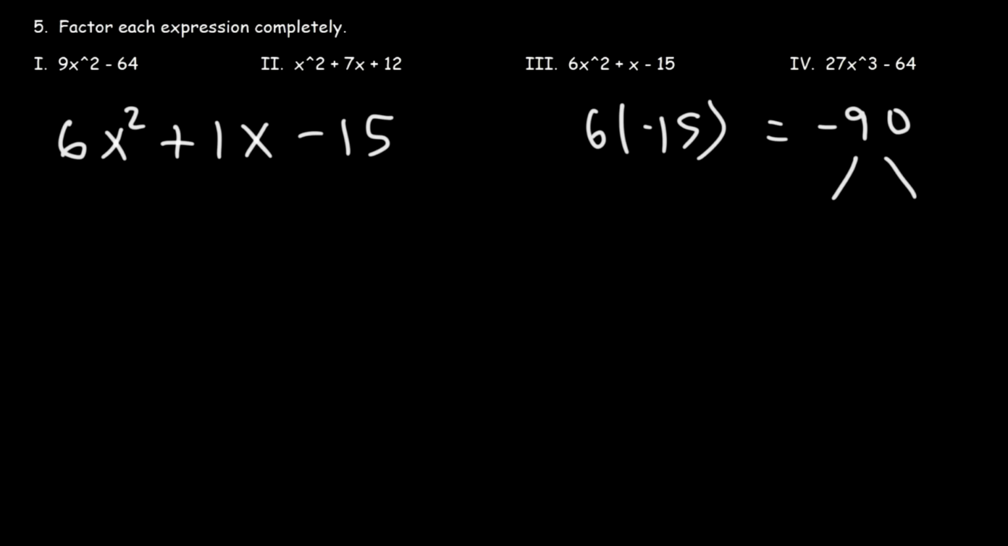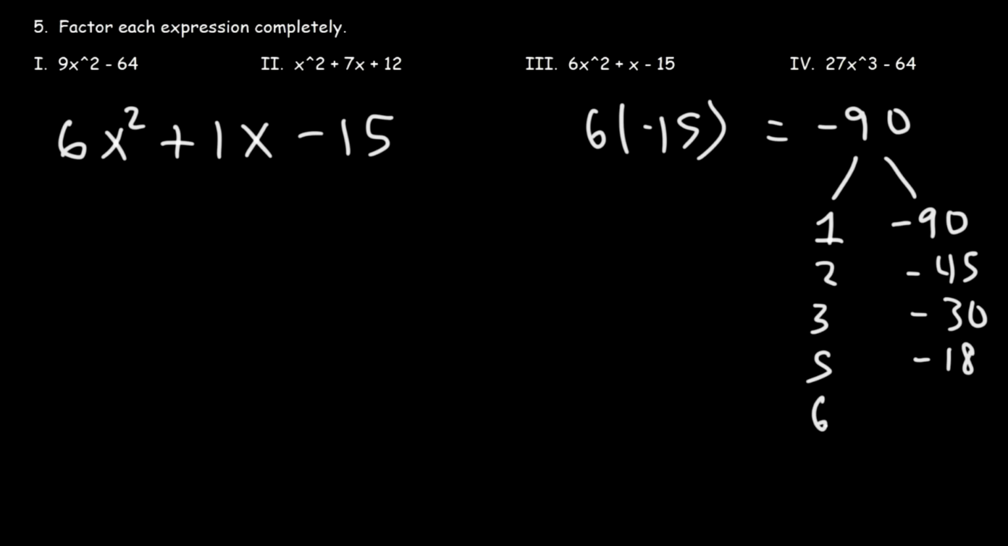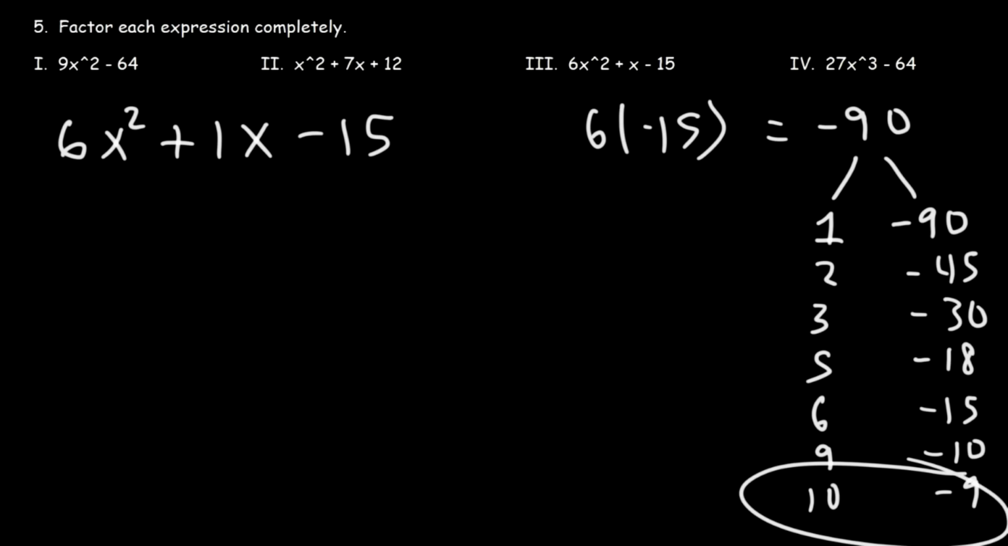If you're not sure, what you could do is make a list. Negative 90 divided by 1 is negative 90. If you take negative 90 divided by 2, you get negative 45. If you divide it by 3, you get negative 30. Now, negative 90 divided by 4, it doesn't give us a nice number, so we're going to skip that. If we divide it by 5, it's negative 18. If we divide it by 6, negative 15. 7 and 8 don't go into 90. If we divide it by 9, we get negative 10. And if we divide it by 10, we get negative 9. Once the numbers begin to reverse, you can stop at that point.